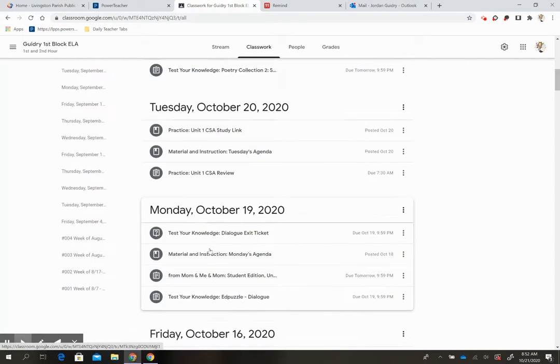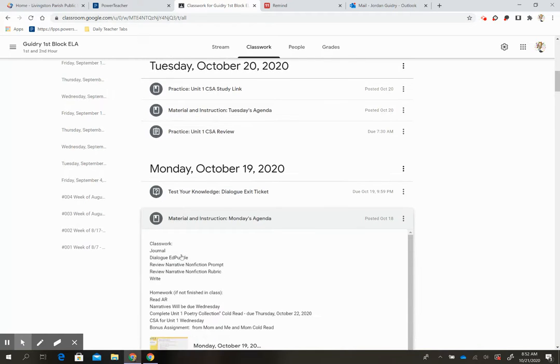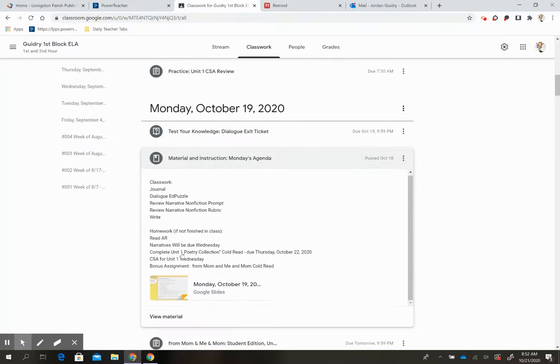Now, Monday and Tuesday, you had narrative instruction. If you look where it says material, your material never has a due date because this is where all of your instruction comes from. So if I click on that, it tells you what we're doing in class that day, like journal, dialogue, ed puzzle, review narrative nonfiction prompt, review narrative nonfiction rubric, and we're going to write.